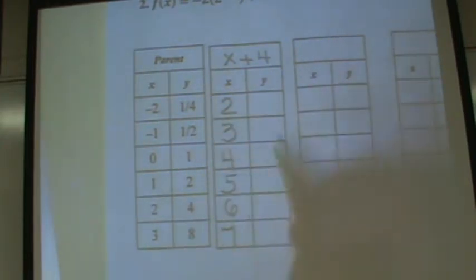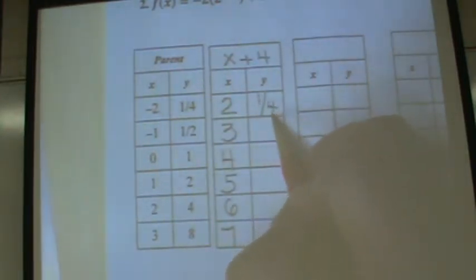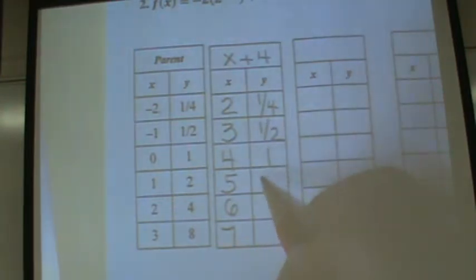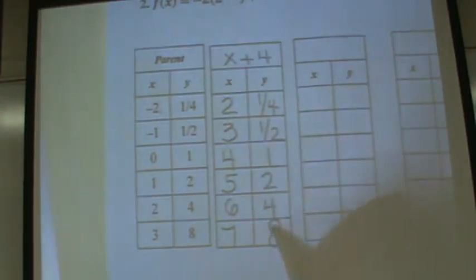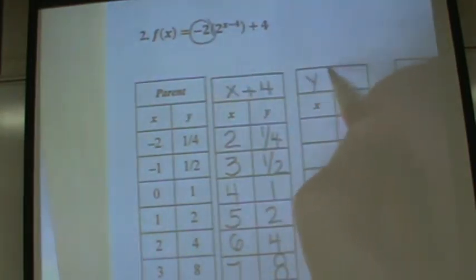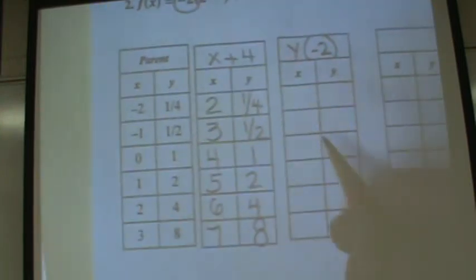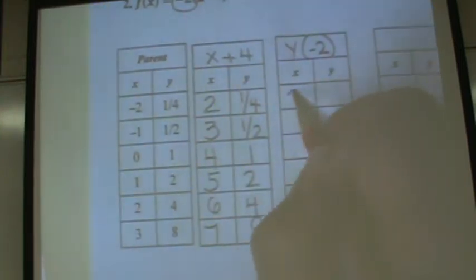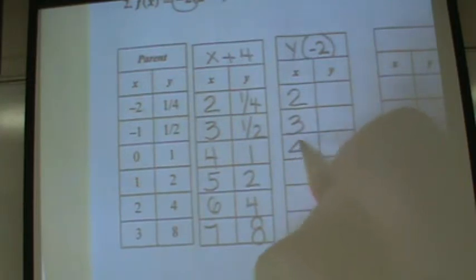Okay, what do I do with my y's? Keep them the same. And then what do you do with this? Take your y values and multiply them by -2. What should we do with our x's? Keep them the same.